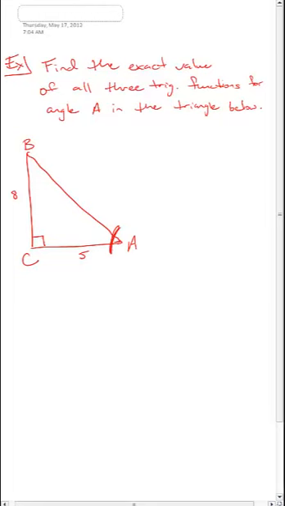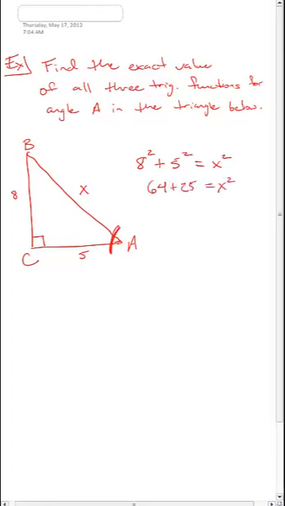Right now we know that we have a side 5 and a side 8, and we have the hypotenuse, which we still have to find. To find the hypotenuse, we're going to use the Pythagorean theorem. So I'll just call this x for now. And we know that by the Pythagorean theorem, if we say 8 squared plus 5 squared, that should equal x squared.